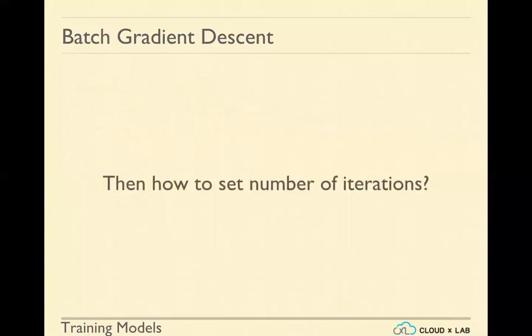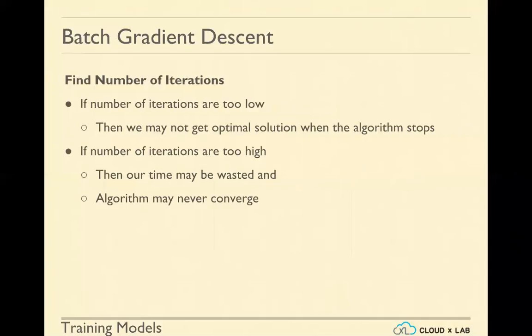Then how to set the number of iterations? So the next question is how to find the number of iterations. If the number of iterations is too low, then we may not get an optimal solution when the algorithm stops. If the number of iterations is too high, then our time may be wasted and the algorithm may never converge, like if the learning rate is too high.